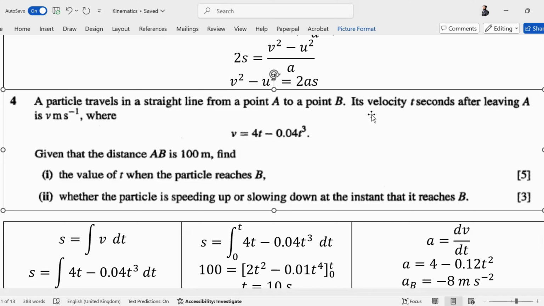So V is equal to, they have given you the equation, 4t minus 0.04 t cube. Given that the distance from A to B is 100 meters, find the value of t when the particle reaches B. We only know one thing: when it reaches B, the displacement that it has covered is 100.